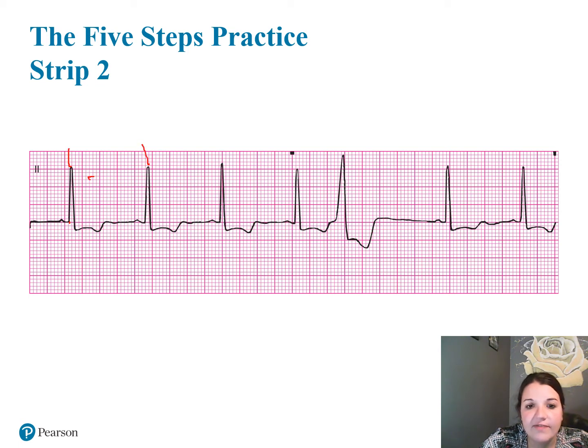So I see 5 little boxes here plus 5 little boxes here, which is 10, 15, 16, 17, 18, 19, 20, 21, I'm going to say 22. Next one. 5, 10, 15, 21. Next, 5, 10, 15, 21.